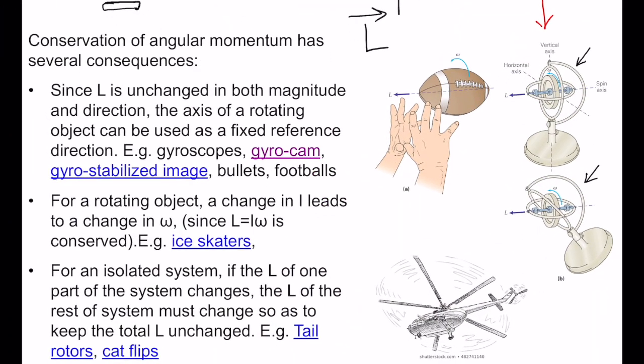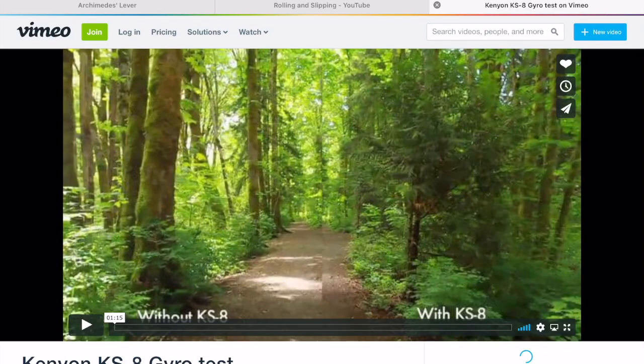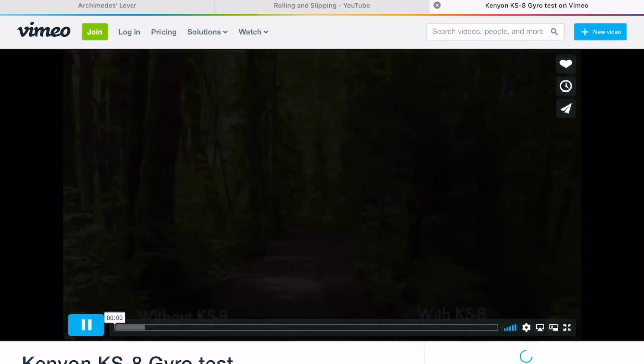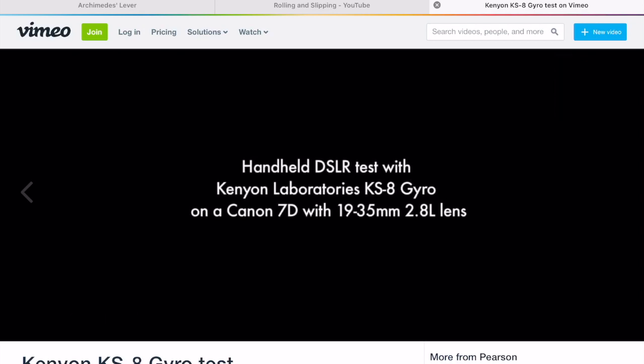Okay, now what is the result of taking a picture with a gyro stabilized camera? Let's take a look at that. So here is a handheld gyro stabilized camera.